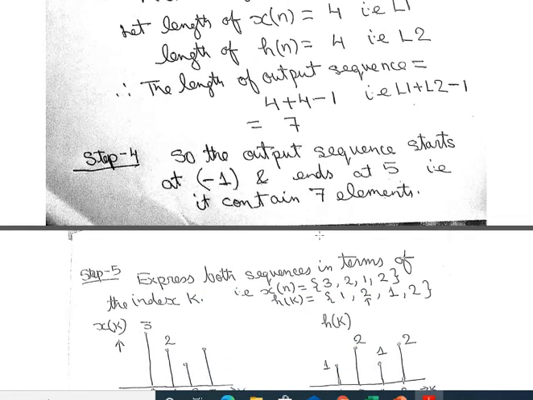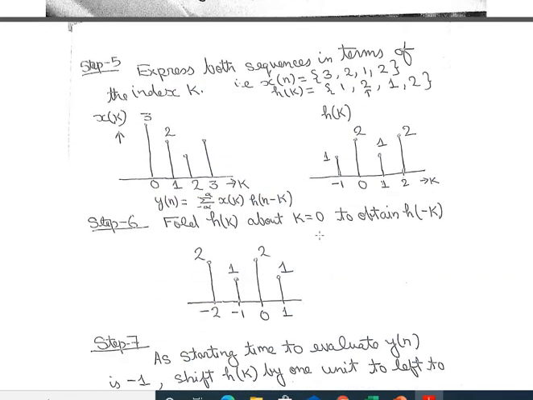Next, as this convolution is based on the graphical method, we first of all have to change the variable of x[n] to x[k] and h[n] to h[k]. Why? Because we know that the convolution sum equation is y[n] equal to summation from minus infinity to infinity of x[k] h[n minus k], and here the variable is k, but our given sequence variable is n, and x[n] is given as 3, 2, 1, 2. So in step 5, we just change the variable n to k. Wherever there is n, we are just changing the variable to k.